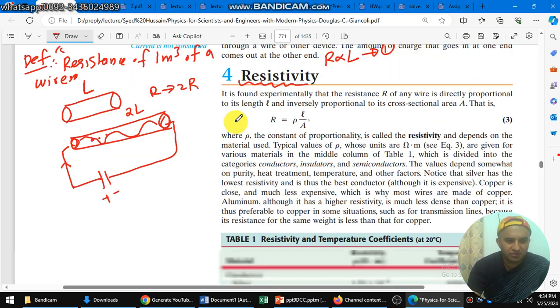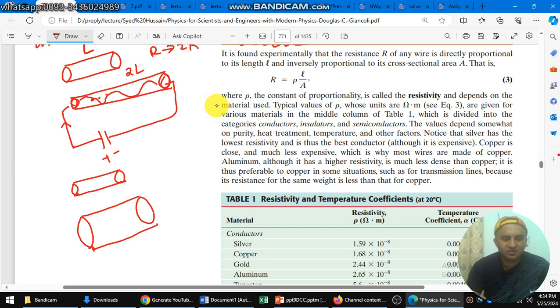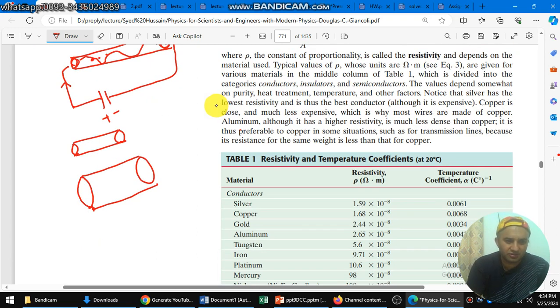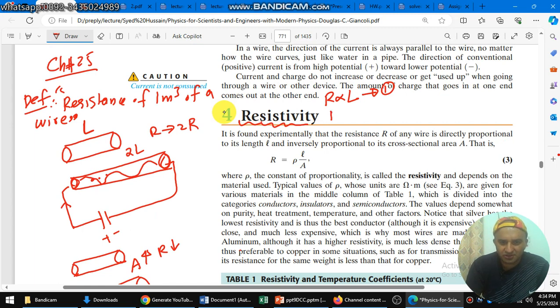Number two thing is, if we increase the area of the wire for the same length, the resistance becomes small, because we know that for a larger area it is very easy for charges to flow, to move from one end to the other end. So the area is large and the resistance becomes small. This can be represented by this formula: R is inversely proportional to area A.